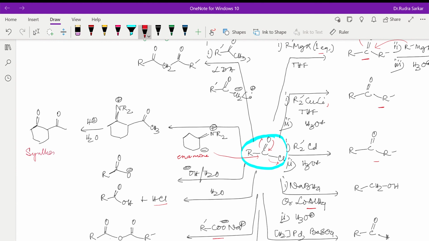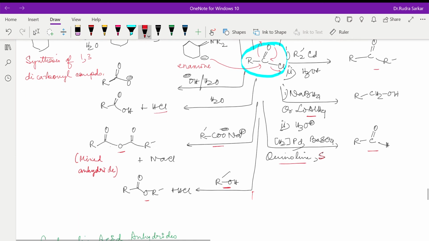Synthesis of 1,3-dicarbonyl compounds. Okay, let me just make this a little bit clean for you. This is your enamine. So this makes an attack that goes here, comes back, that goes outside. All right.